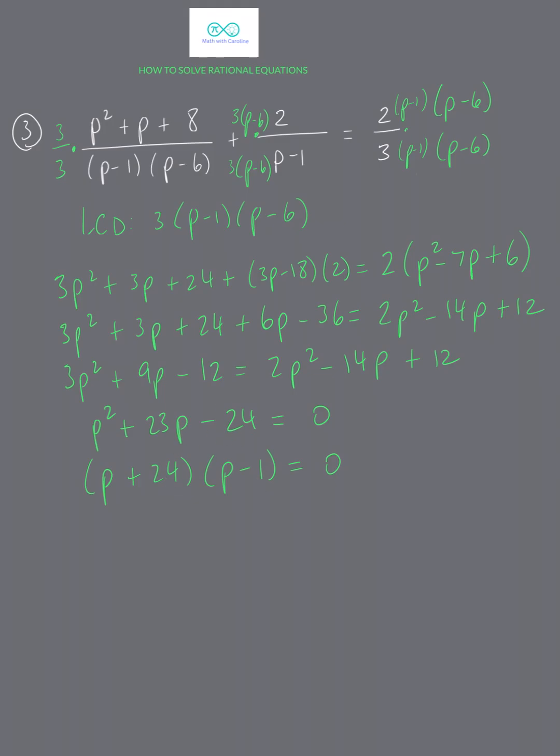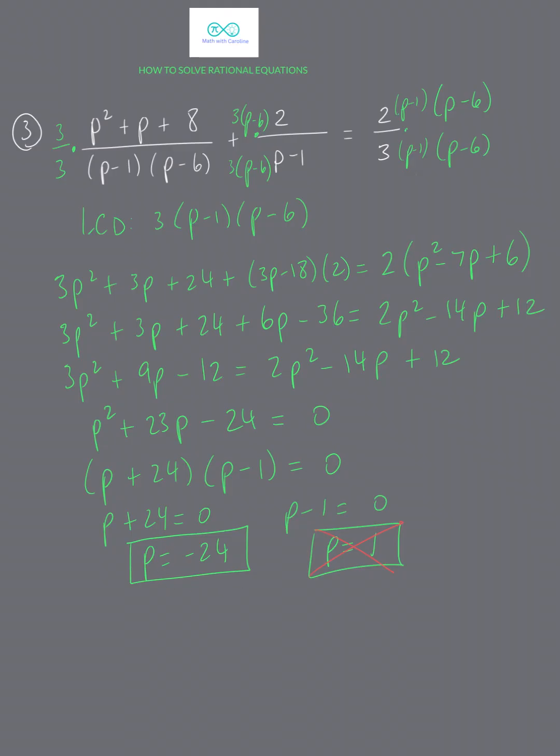Now I can set p plus 24 equal to 0 and p minus 1 equal to 0. Subtract 24 on both sides, add 1 on both sides, and I get my two solutions. And then I'm going to check and make sure that neither one of these would make my denominator 0. Well, if I plugged in p equals 1 into this one, it would make my denominator 0. So this ends up being an extraneous solution. So that actually will not count for my solutions. And I'm only going to have the solution p equals negative 24.